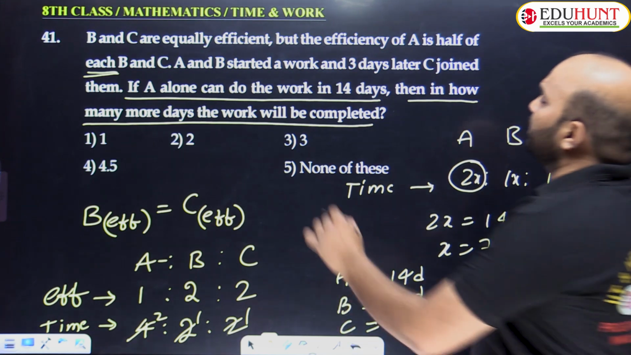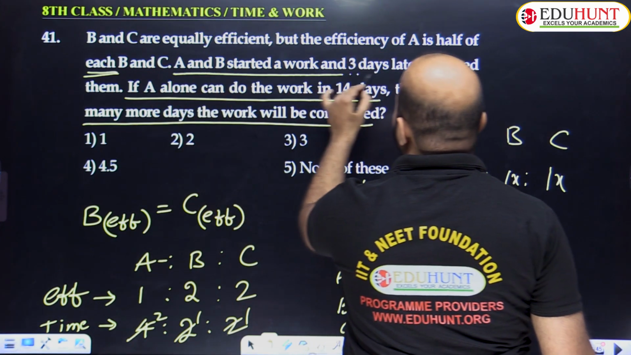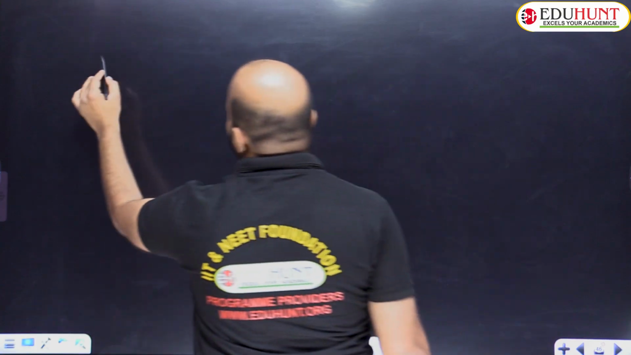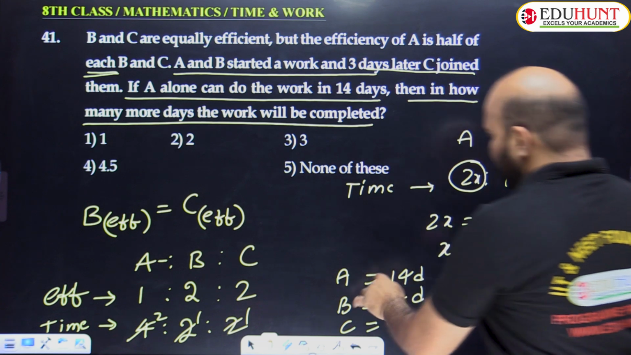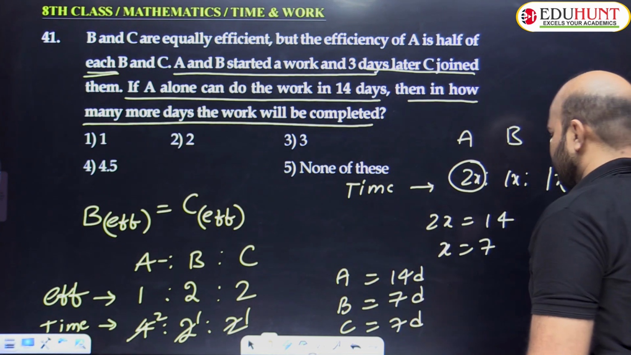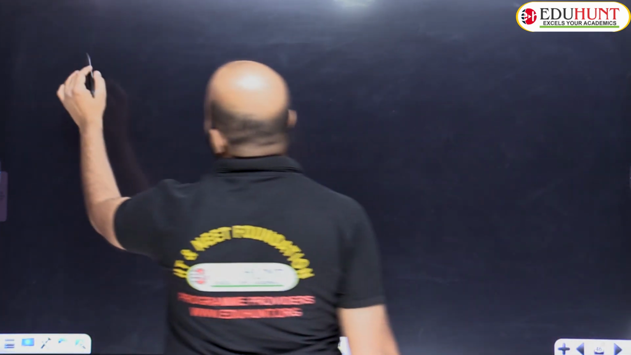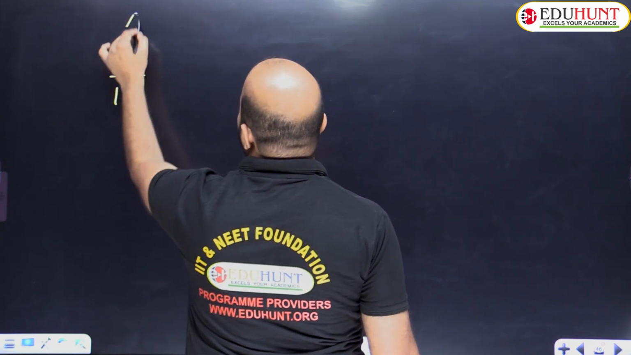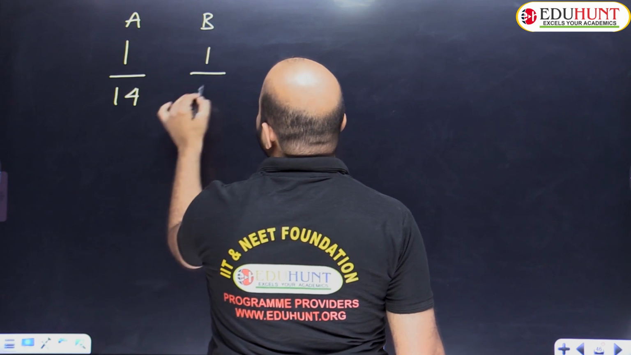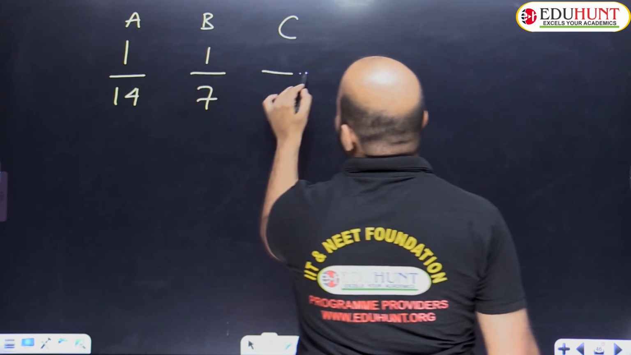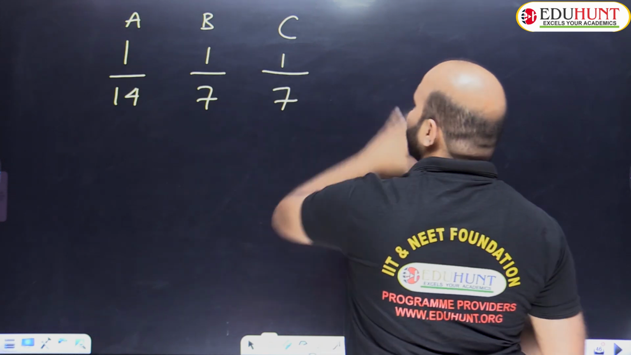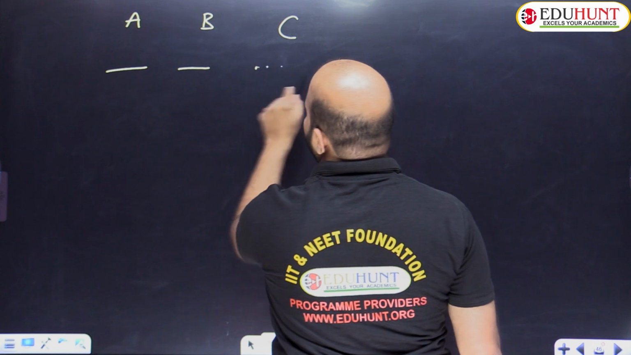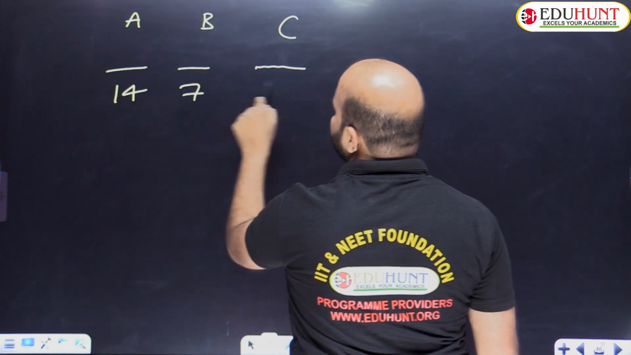But first, A and B start the work, and 3 days later C joined them. A alone, B alone, C alone, you know those values: A 14, B 7, C also 7. So first you take the 1 day work: A 1 day work 1/14, B 1 day work 1/7 and C 1 day work 1/7. Or you can apply the equation method. So what is the equation method? A alone, B alone, C alone, you know 14, 7, 7 respectively.